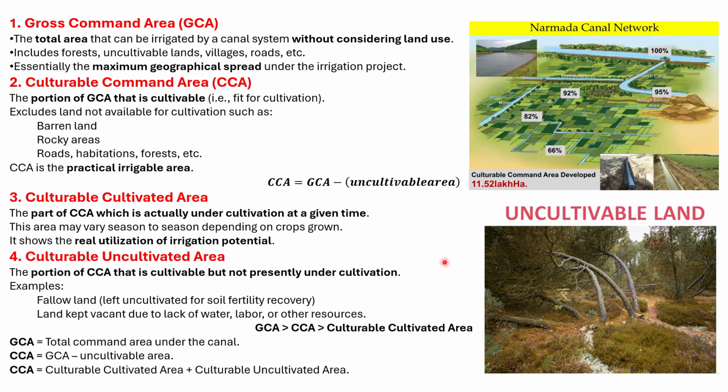Remember this. It is defined by the relation: GCA is greater than CCA, and it is greater than the cultivated area. These terms will help in evaluating the irrigation potential. So GCA, the gross command area, is greater than CCA, the cultivable command area, so it is greater than the cultivated area.